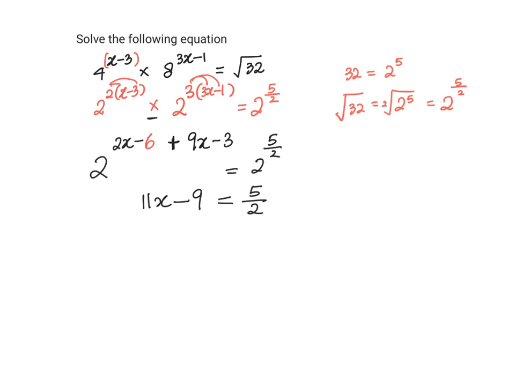Okay, solving the equation, we will have 11x to be 5 over 2 plus 9. That gives me 23 over 2. Then dividing by 11, the value divided by 11, that gives me 23 over 22, the value for x.